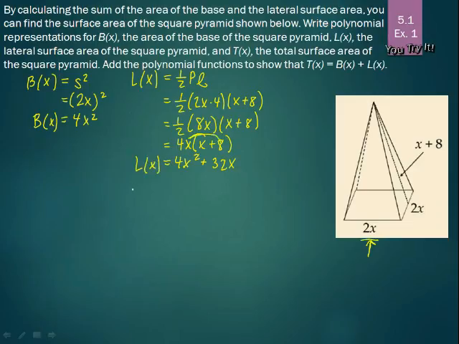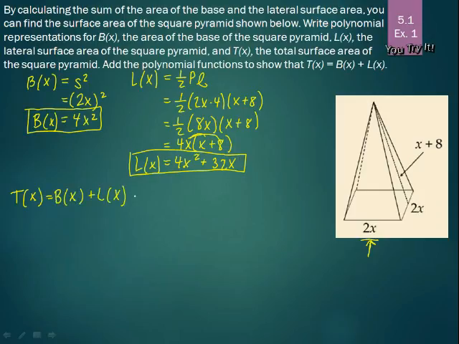And now we can add these together to get our total area. So our total area, T of x, will equal B of x plus L of x, which in our case, B of x is 4x squared, and L of x is 4x squared plus 32x. Combining like terms, 4x squared plus 4x squared is 8x squared, and then we still have plus 32x. So there is our T of x equation for the total surface area.